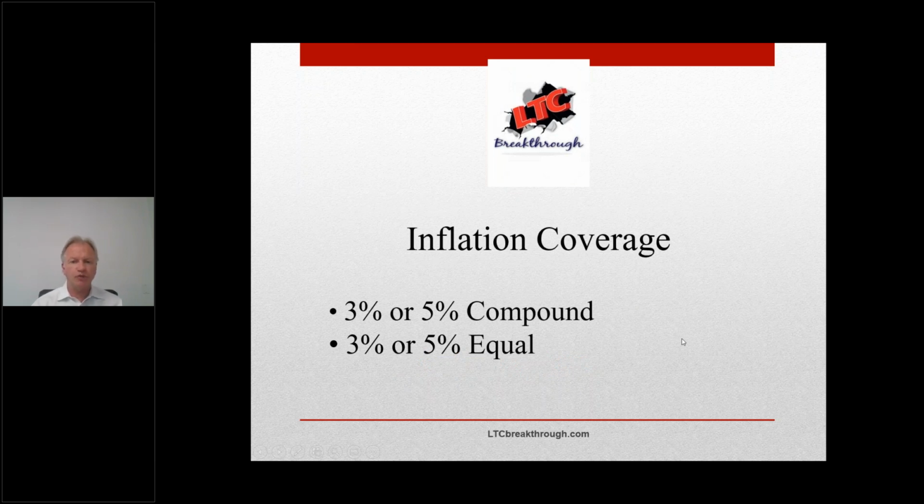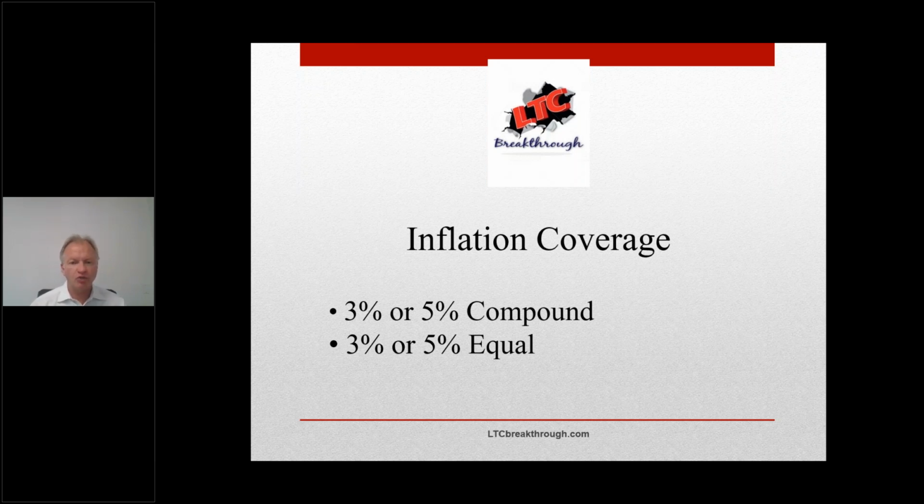So let's talk about inflation coverage. There are several different types that are offered in long-term care insurance policies. Generally, most insurance companies now offer 3% or 5% compound, or 3% or 5% equal. Now, the 3% or 5% compound are more expensive than equal, and that's because it offers compounding, or what you would call interest on interest.